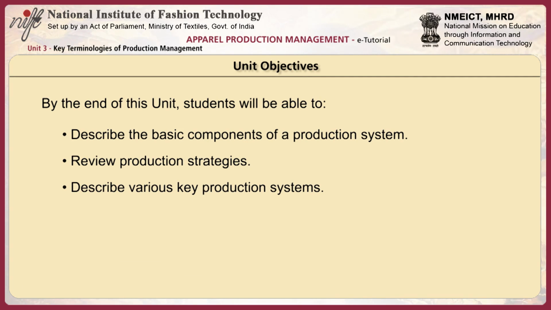By the end of this unit, students will be able to describe the basic components of a production system, review production strategies, describe various key production systems comprising of continuous production, mass production, batch production, and JIT, that is just in time production.